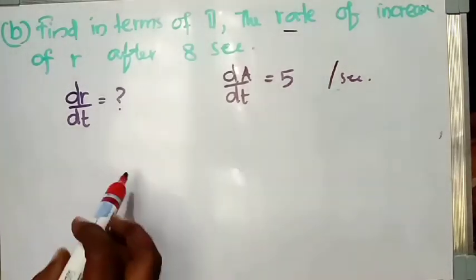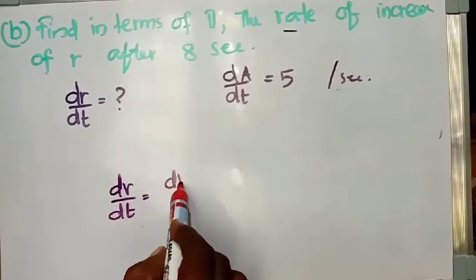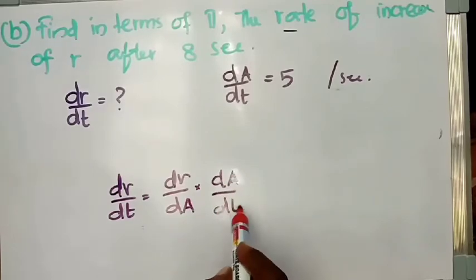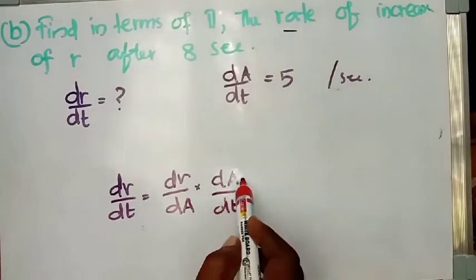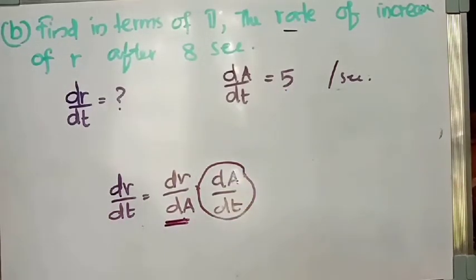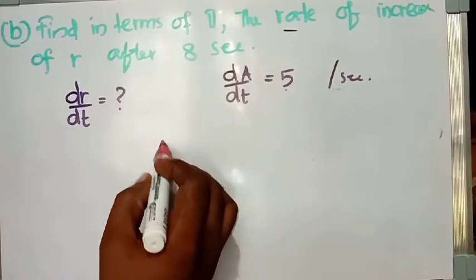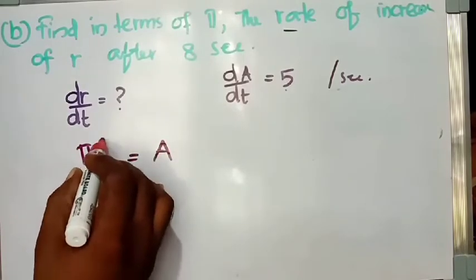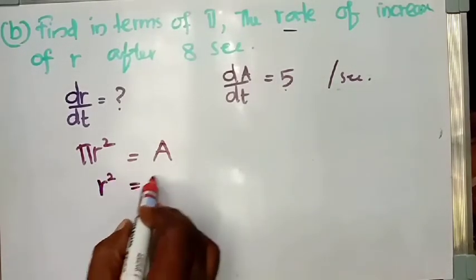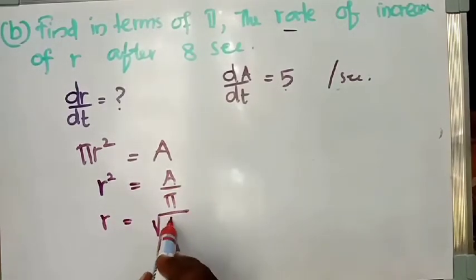Okay. And let's make a plan. You know, dr by dt can be written as dr by dA multiplied by dA by dt. So this dA by dt is already 5. Now we require dr by dA. For that, we know area is equal to pi r squared. That implies r squared is A divided by pi, or r is square root of A by pi.